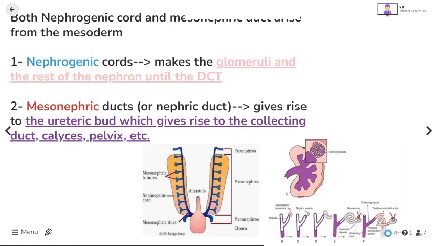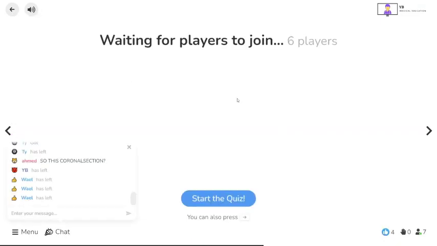Okay, again and again, the adult kidney or the metanephros is two things: the nephrogenic cord, which forms the metanephric blastema, which forms the glomeruli and the rest of the nephron until the DCT, the distal convoluted tubule. And then you have the mesonephric duct, which gives rise to the ureteric bud, which gives rise to the collecting duct, calyces, and renal pelvis. Sorry, this is not an X, this is an S.